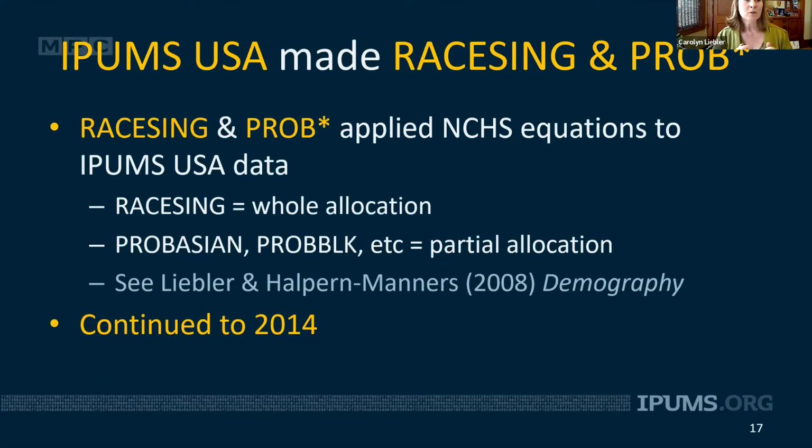So back when I was a postdoc in 2002 to 2005, postdoc at IPUMS USA, I worked on making the RACHSING variable and the PROB variables. And in these variables, I applied these NCHS equations to the IPUMS USA data. RACHSING is whole allocation, and the prob variables are partial allocation, and they align. Those are a set of variables. And I published about this in a 2008 Demography paper with Andy Halpern-Manners. And these variables were continued up until 2014.